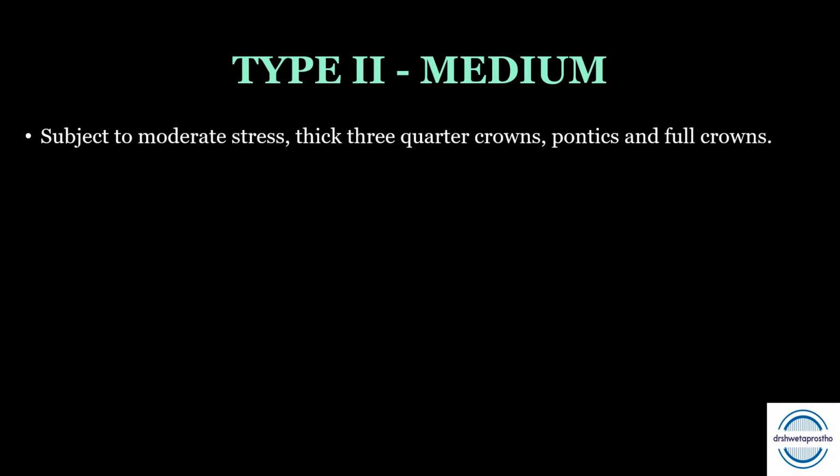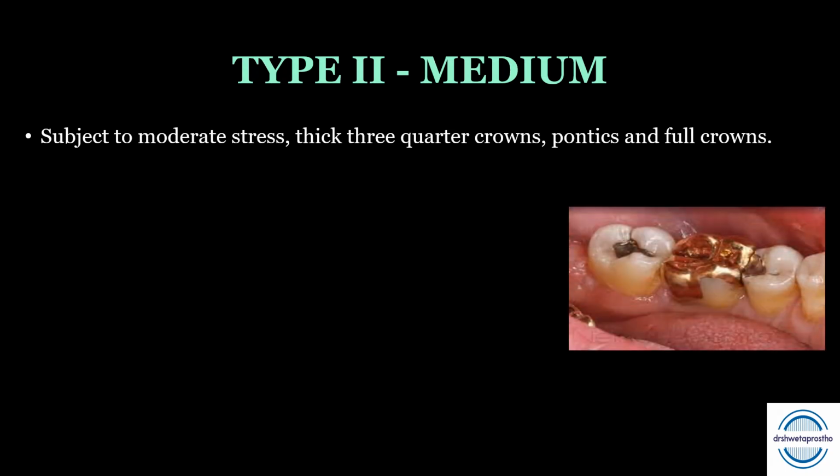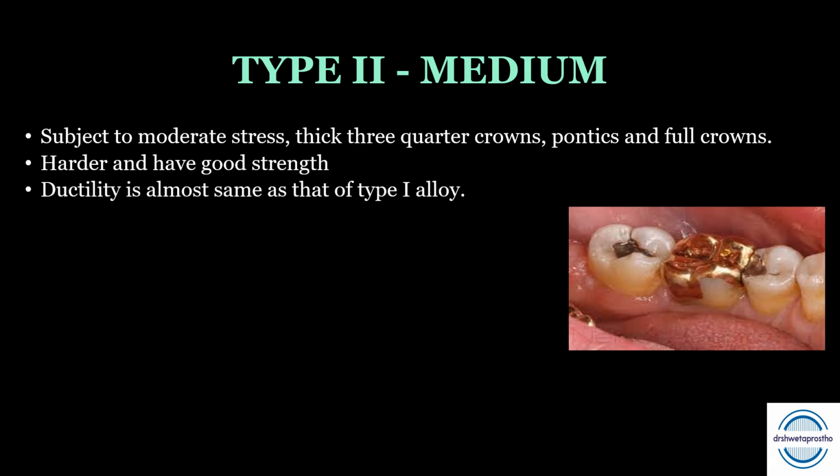Now next are the type 2 gold alloys, which are the medium gold alloys. They can be subjected to moderate stresses, so they can be used for making 3/4 crowns, pontics and full crowns. They are also used for conventional inlay-only restorations. They are harder and have good strength as compared to type 1. Ductility is almost the same as that of the type 1 alloy. They are less yellow in color due to the lower gold content.